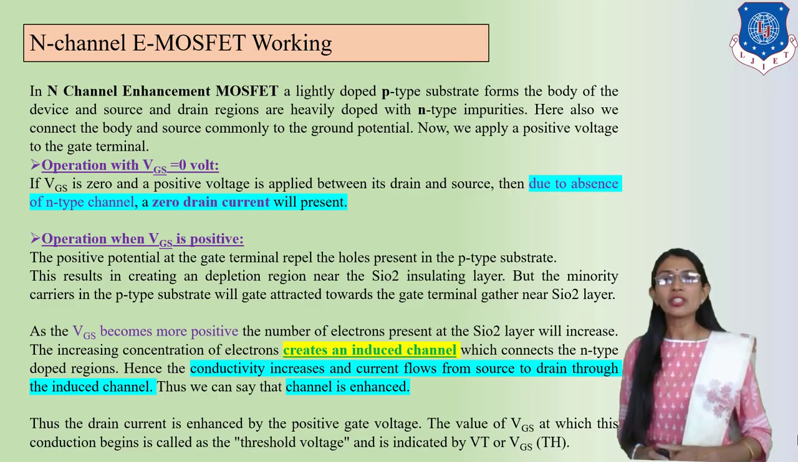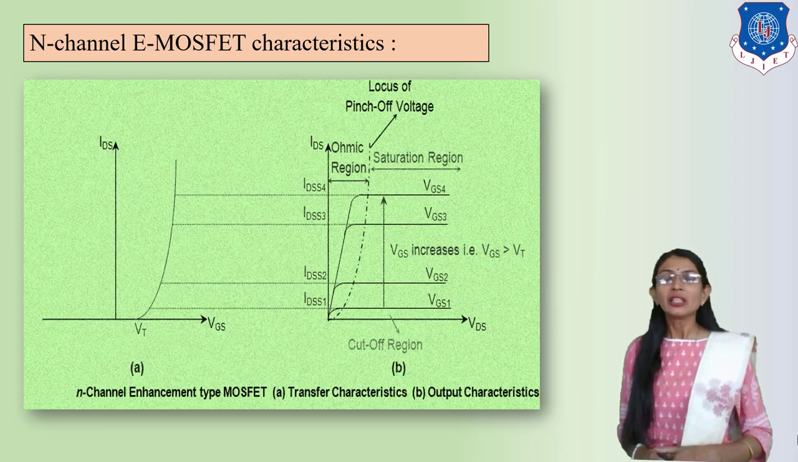Okay. Thus, the channel is enhanced as and when we are increasing the gate positive voltage. Thus, the drain current is enhanced by positive gate voltage, and the value of VGS at which this conduction begins is called the threshold voltage. So, this is the characteristic of the N-channel E-MOSFET. We will get two characteristics. One is the input characteristic, and another is the output characteristic.